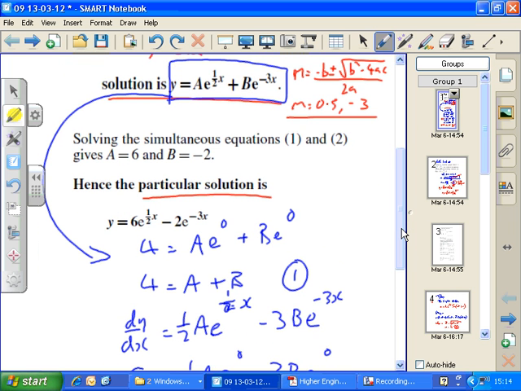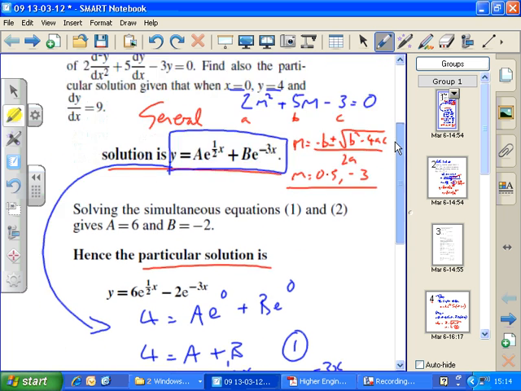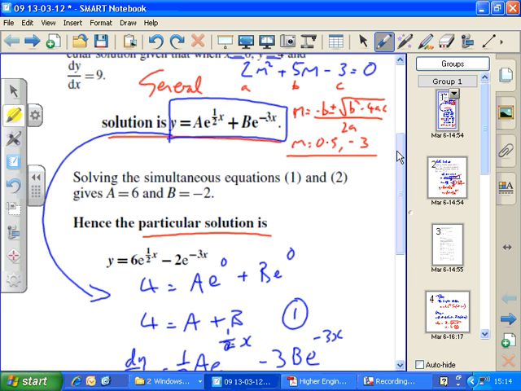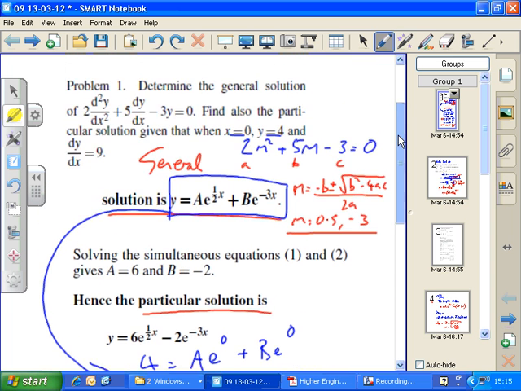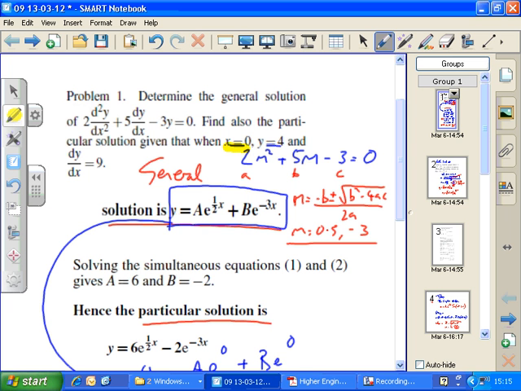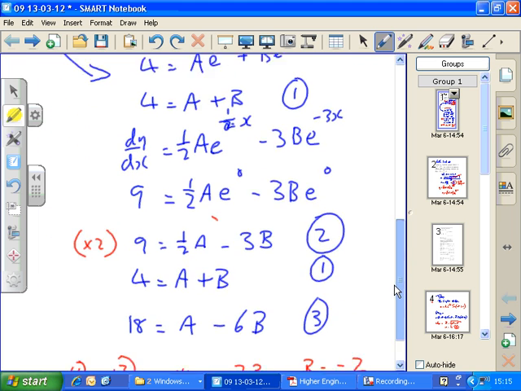And then, if you remember last week, we want to find the particular solution using some initial conditions. We've got two constants to find, a and b. So we need two sets of initial conditions. And luckily, we've got them. When x equals 0, y equals 4. And also when x equals 0, the differential is 9. So we've got two sets of conditions. We need to set up two equations, and we can solve them simultaneously.